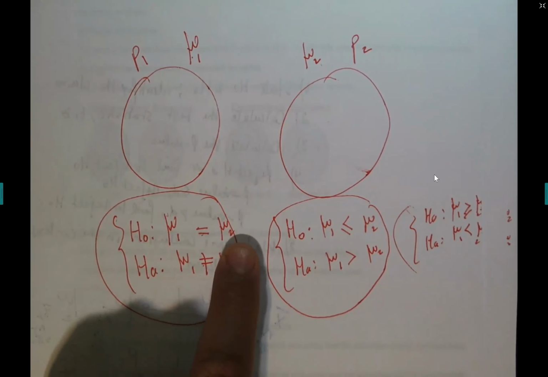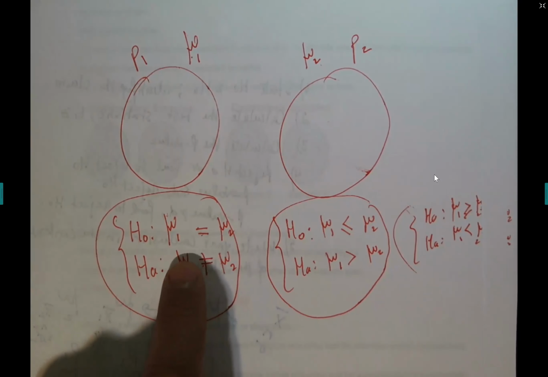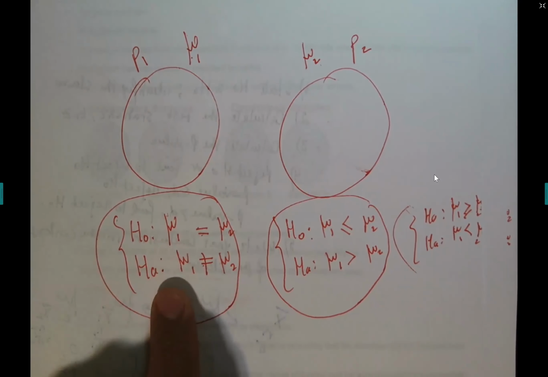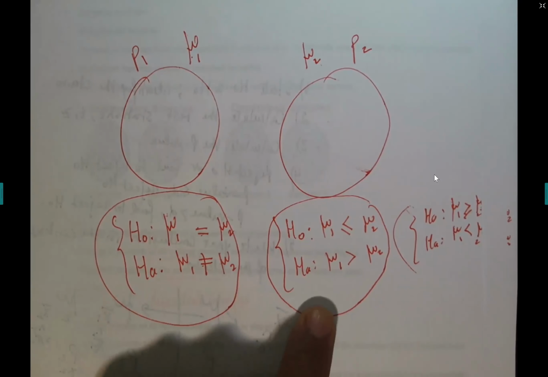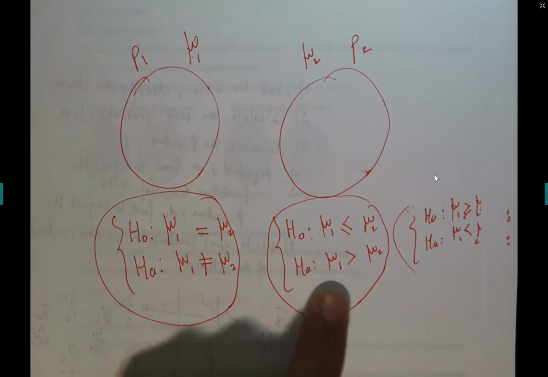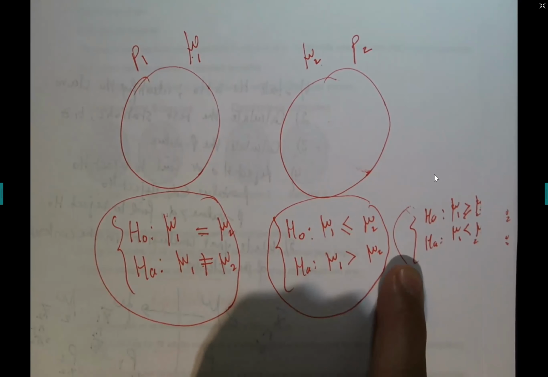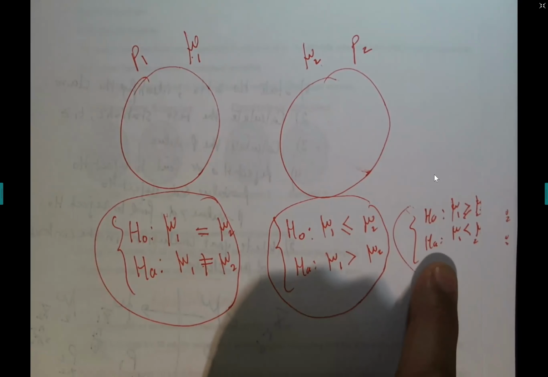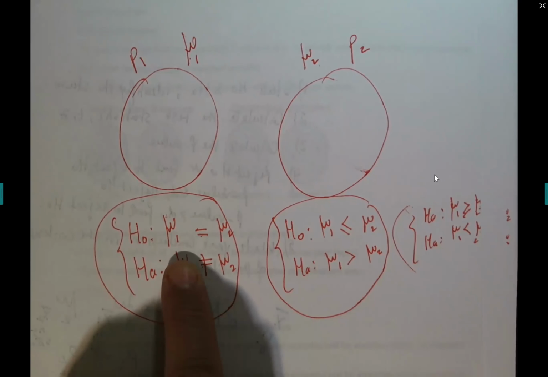So if he asks you, test the claim that the two means are equal, that would be your hypothesis right here. If he asks you, test the claim that the first mean is larger than the second mean, that would be your hypothesis here. If he asks you, test the claim that the first mean is less than the second mean, that would be your hypothesis. And that's it. You just list them and move on to step number 2.